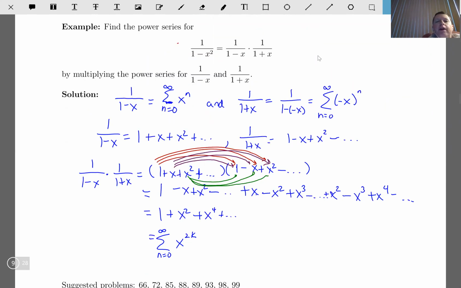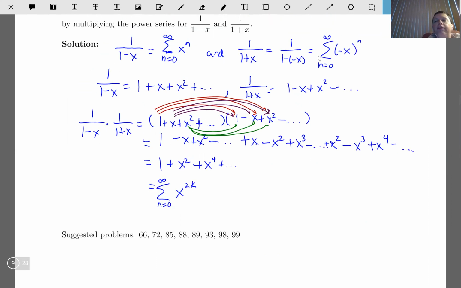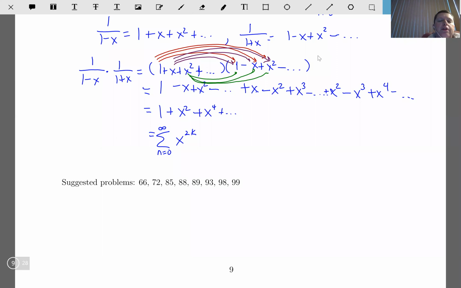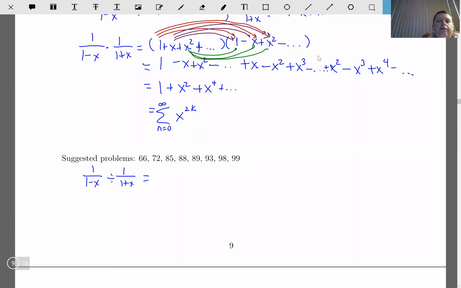Okay, that's sort of the idea for multiplication. Division is a little bit more interesting, and I want to revisit division again a little bit later. But if I were really bored and I had wanted to do 1 over 1 minus x divided by 1 over 1 plus x, I would have to do long division. So I would have 1 plus x plus x squared plus x cubed plus dot dot dot divided by 1 minus x plus x squared minus x cubed plus dot dot dot.